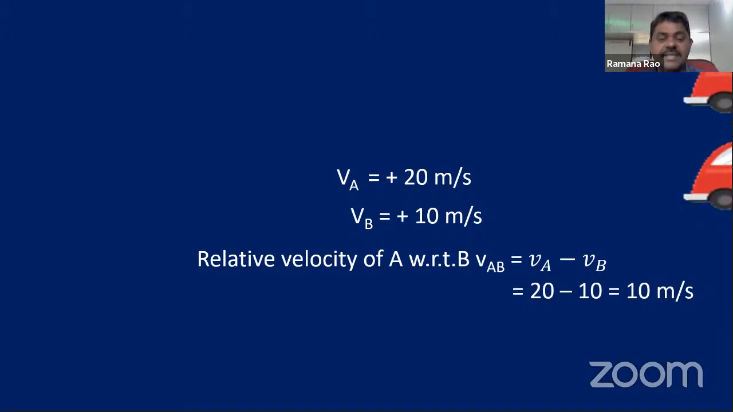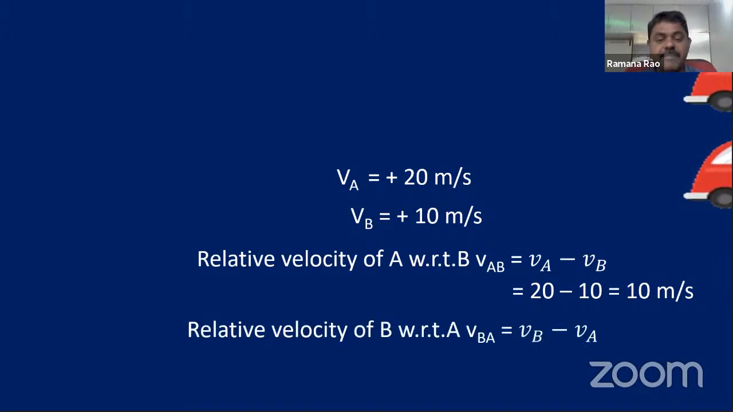That means relative velocity of A with respect to B is positive. That means relative velocity is also in rightward direction. That means, simply speaking, the difference in the velocities of the two bodies is 10. Okay.